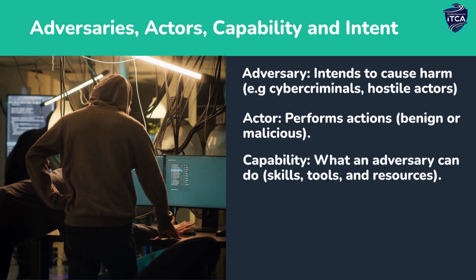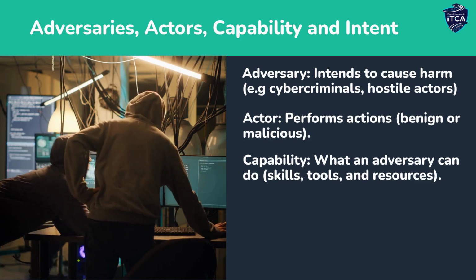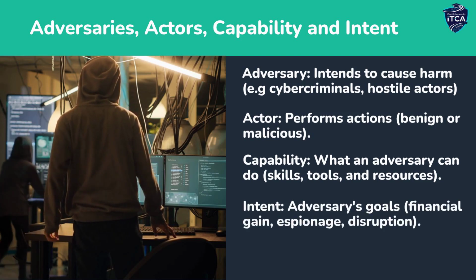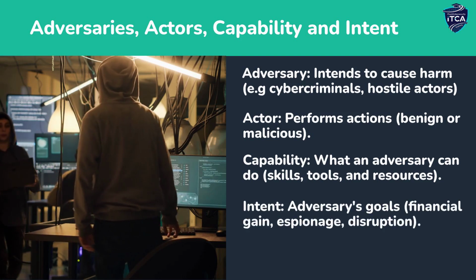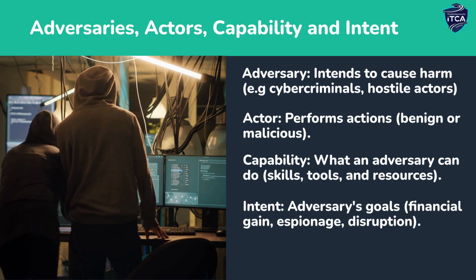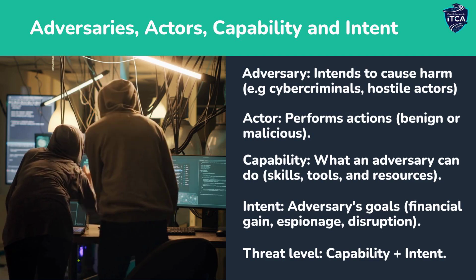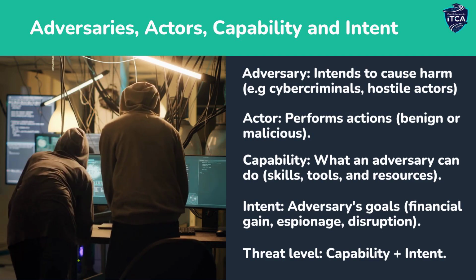Capability refers to what an adversary can do, including their skills, tools, and resources. Intent refers to what the adversary wants to achieve, such as financial gain, espionage, or disruption. Capability combined with intent determines the overall threat level.